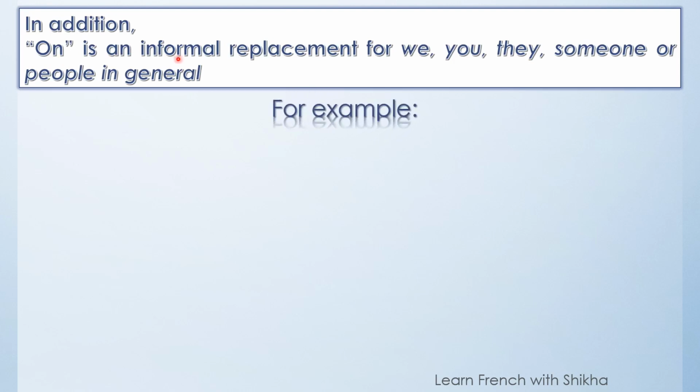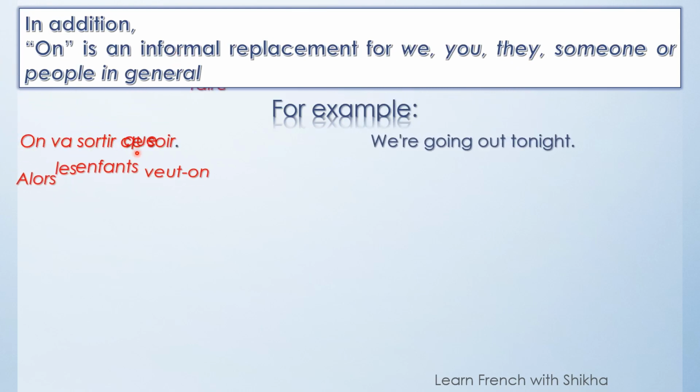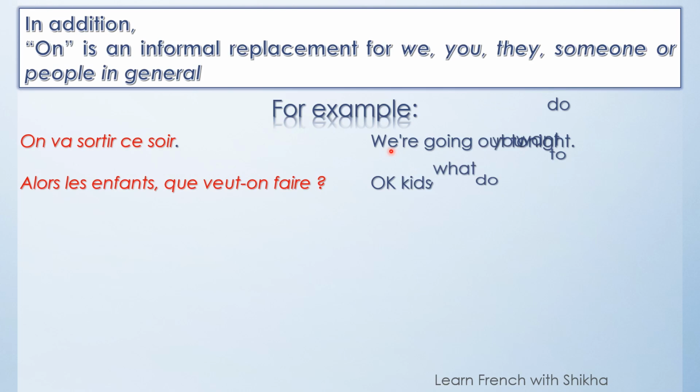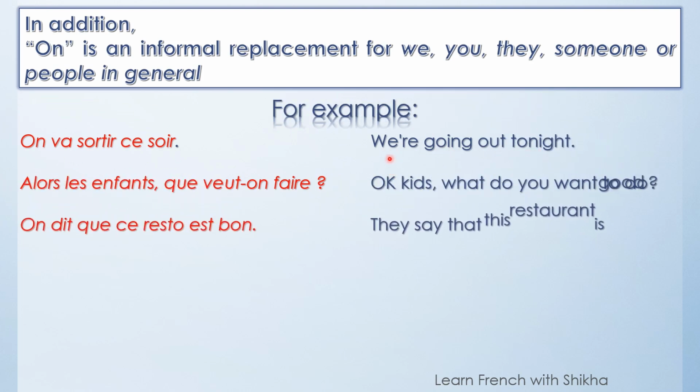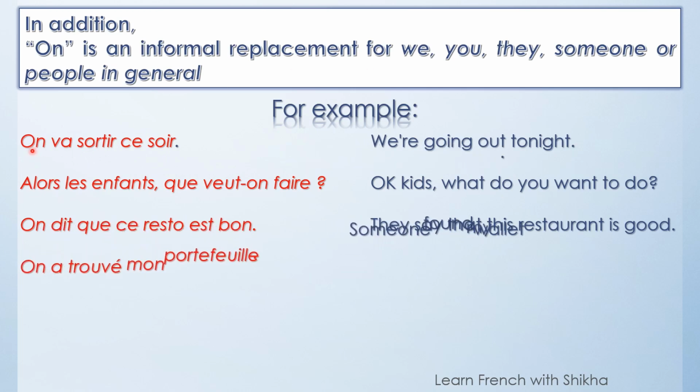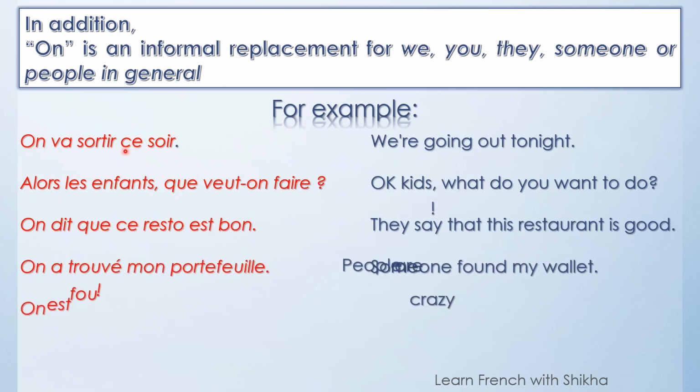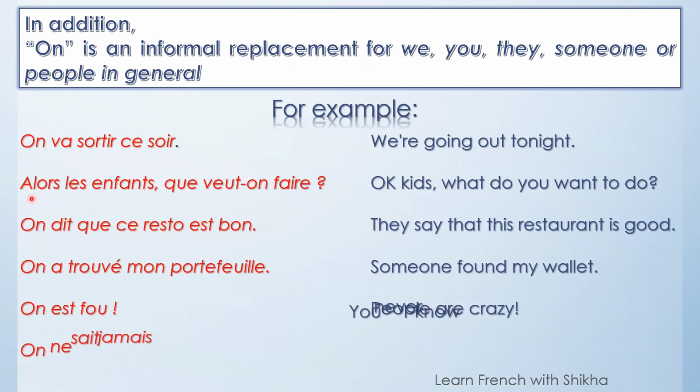For example, on va sortir ce soir. We are going out tonight. You can see it's an informal conversation, so we have used on here. On va sortir ce soir. Alors, les enfants, que vont faire? Okay, kids, what do you want to do?